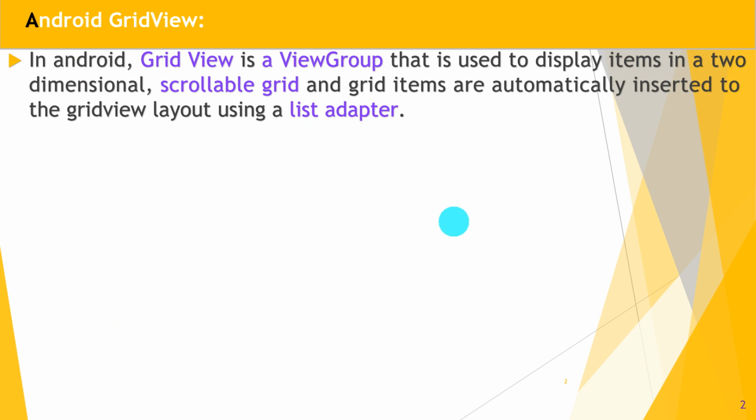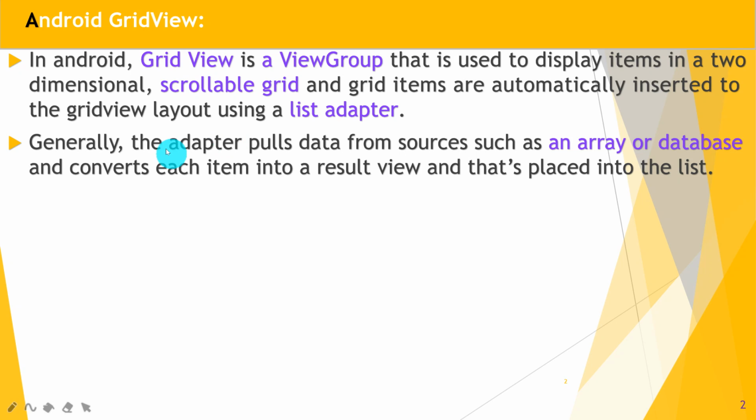In Android, grid view is a view group that is used to display items in a two-dimensional scrollable grid, and the grid items are automatically inserted into the grid view layout using a list adapter. Great. So similar to list view, grid view is also scrollable. Grid items are also automatically inserted into the grid view layout using a list adapter.